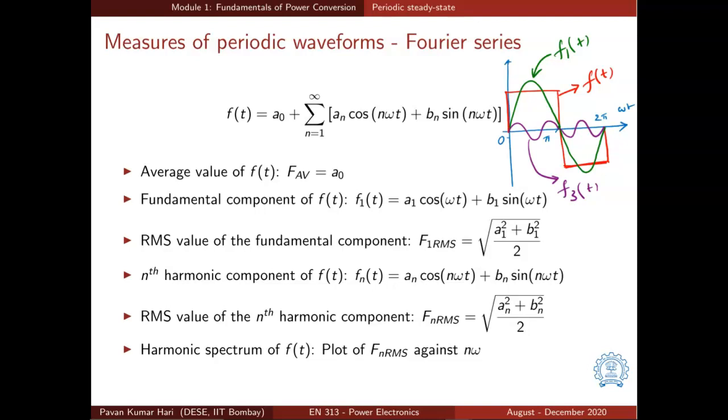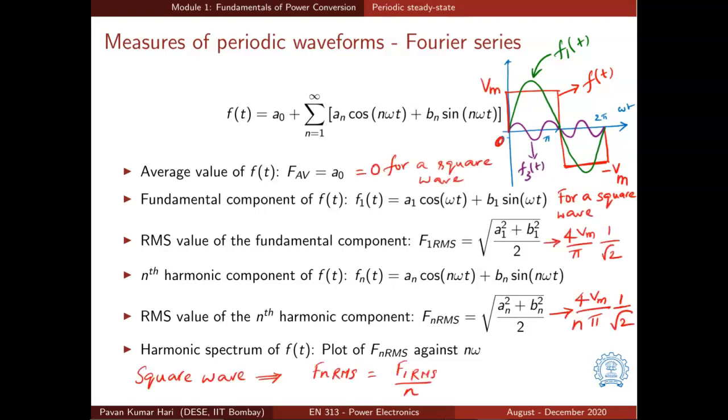As an example, a third harmonic component is shown here, in purple color, f3 of t. It has the frequency 3 times that of the fundamental component, and its amplitude can be calculated as square root of a3 square plus b3 square by 2. Consider the square wave as an example. Here the square wave has Vm as positive maximum and minus Vm as negative maximum.